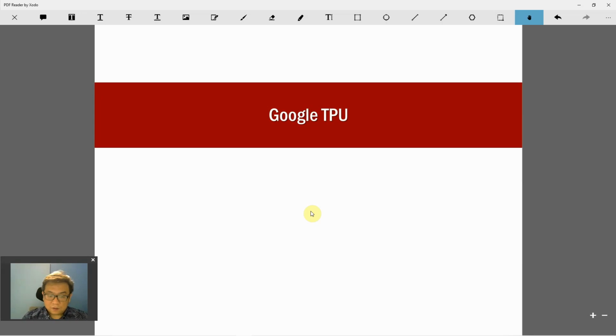Let's see the Google TPU. TPU is the TensorFlow Processing Unit, and it was developed by Google as a software company. But as you can see, Google also developed their own hardware. Google actively developed this domain-specific architecture processor, accelerator, and server system.